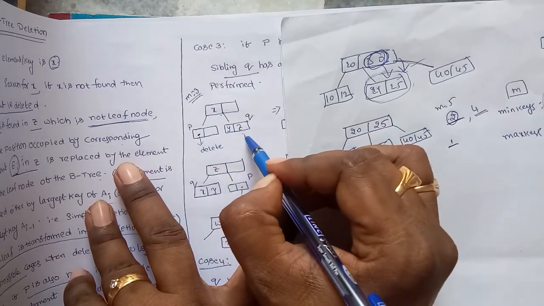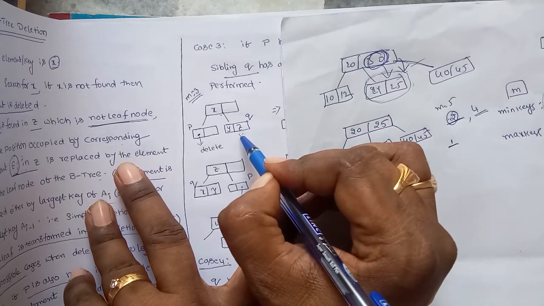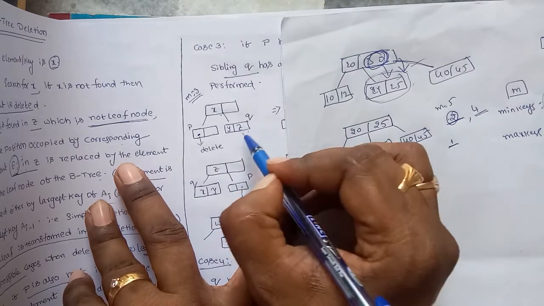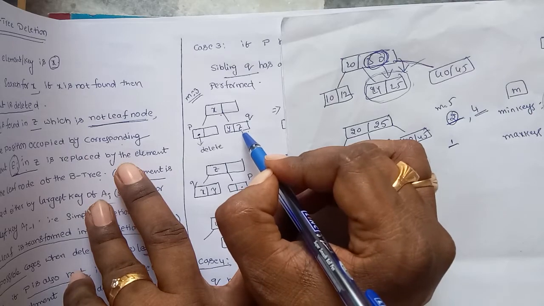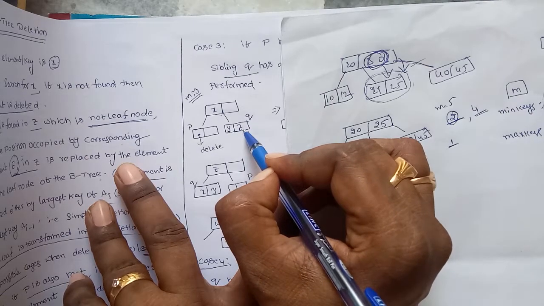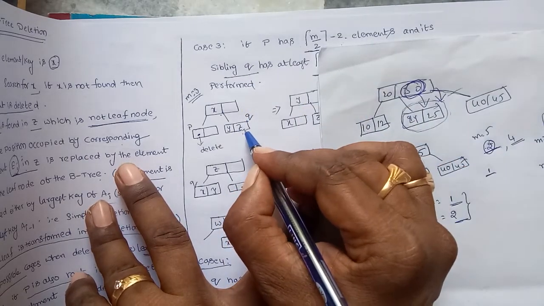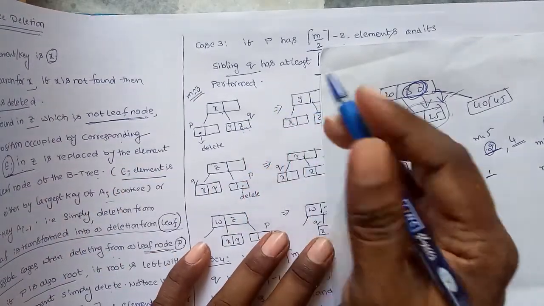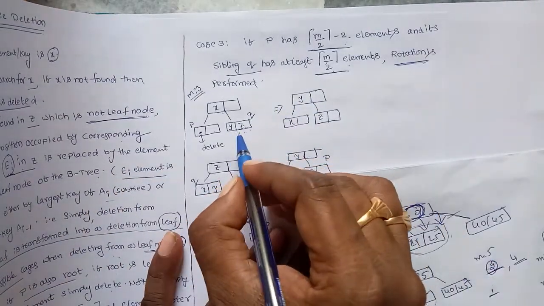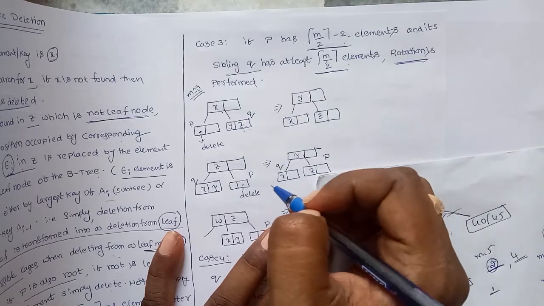Next we check its sibling. The sibling contains m/2 elements. So no problem. Even if we remove any element from Q, the tree does not violate the property. So simply perform the rotation operation.